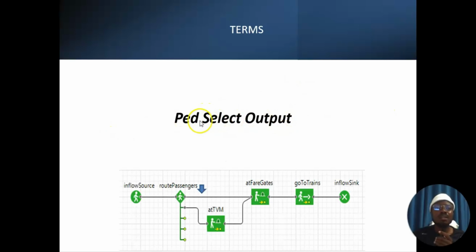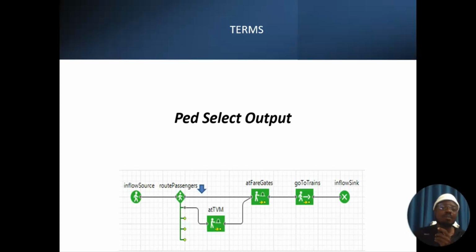The next point is pet select output. When we are looking into the model simulation of this environment, there is this feature that helps us to track and be able to evaluate pedestrian behaviors, maybe their movement patterns and interaction within the simulated environment. And that is where pet select output comes into the picture.